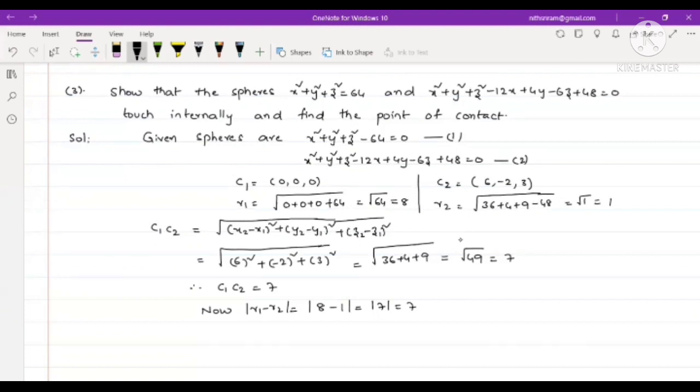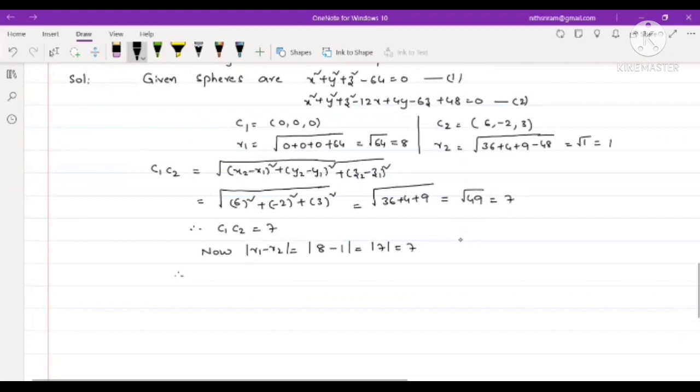Therefore, we say that C1C2 is equal to the modulus of R1 minus R2. Whenever this condition is satisfied, we say that the two spheres touch each other internally. So we have just two cases: one is the spheres touch each other externally, and the second one is they touch each other internally.